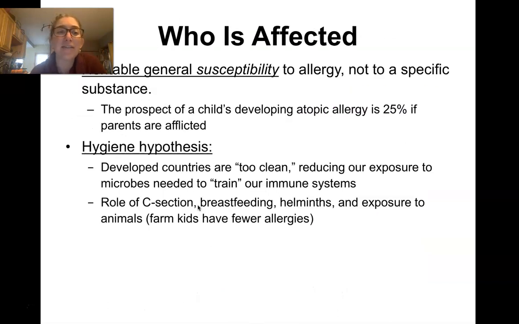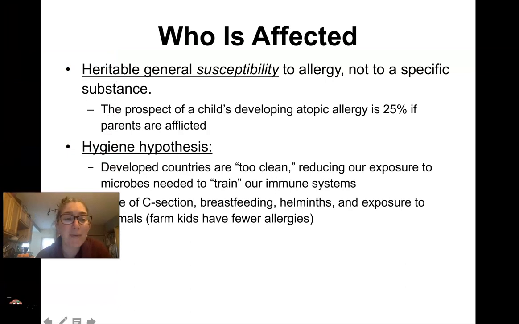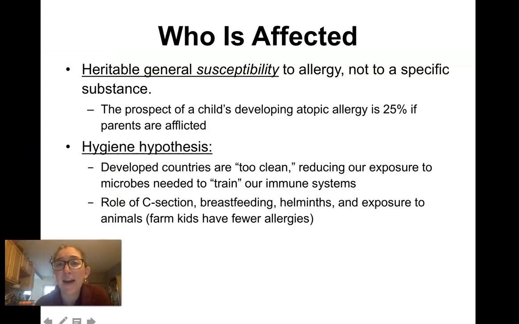All right, so what we do know is that people who have allergies in their family are more likely to have allergies. We call that a heritable susceptibility. So if your dad's allergic to penicillin and your mom is allergic to peanuts, it's pretty likely that you're going to be allergic to something, but you might not be allergic to peanuts or penicillin. So you don't inherit a specific allergy, but if your parents have allergies, you are likely to inherit a susceptibility to allergy.